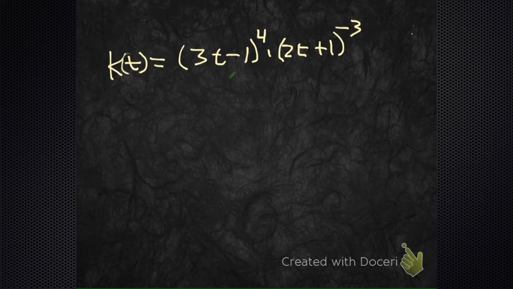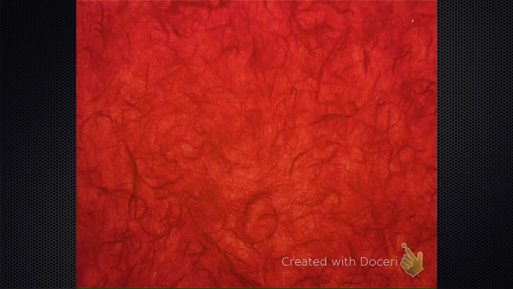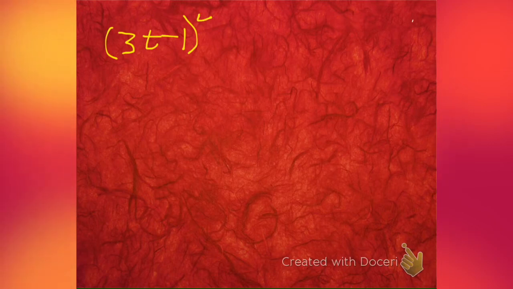Let's take the derivative of each of those pieces just over on the side. Let me just look at this one. What was that first one? 3t minus 1 to the fourth. Now I'm just looking at the pieces. I don't want you to lose sight of the forest by looking at the trees.